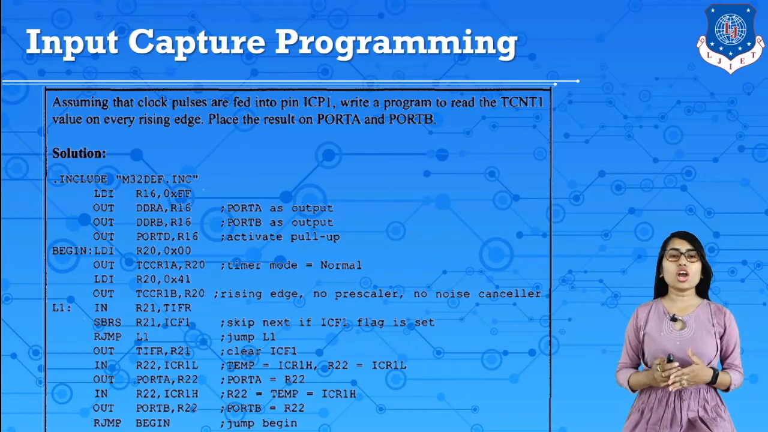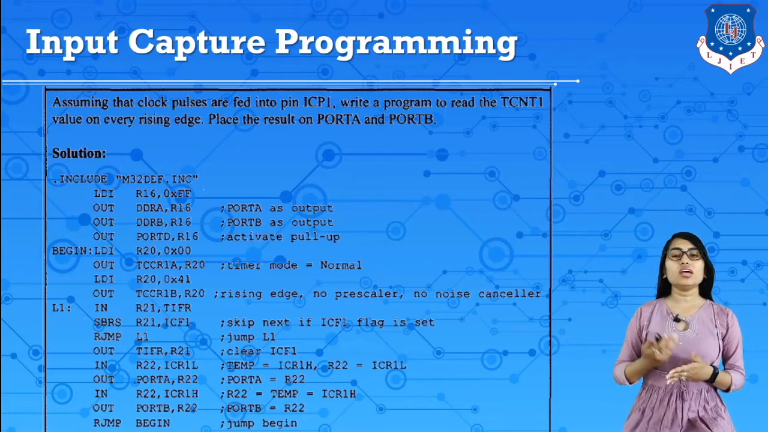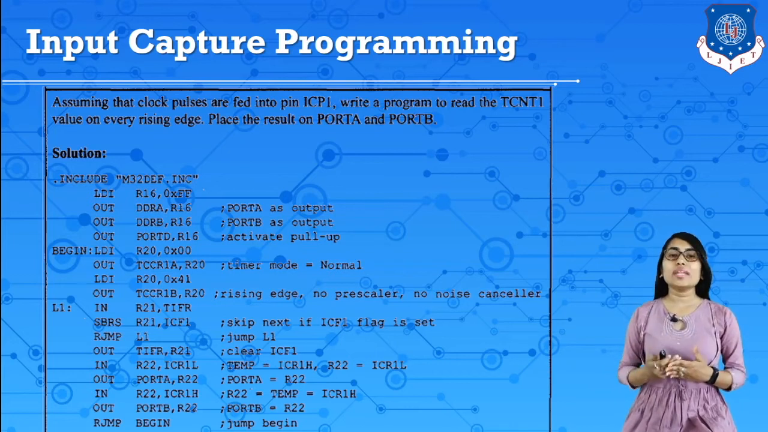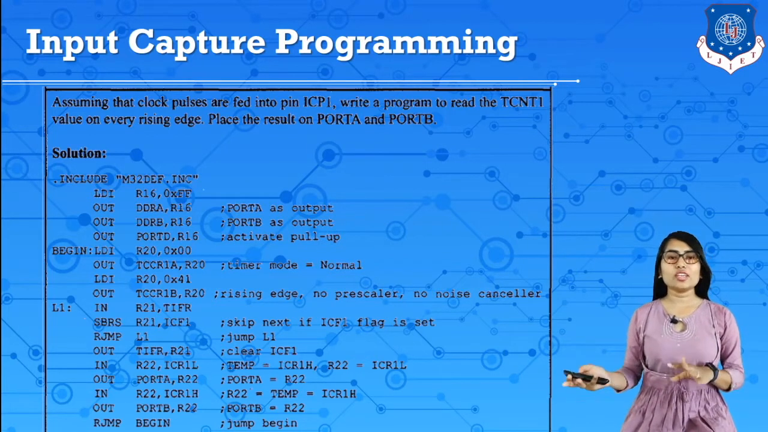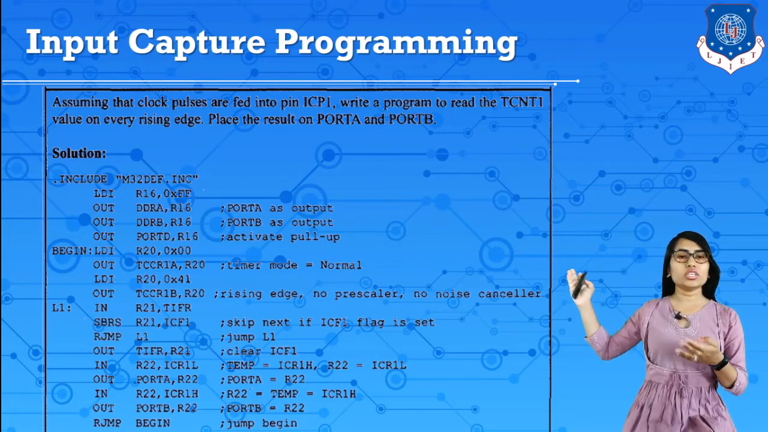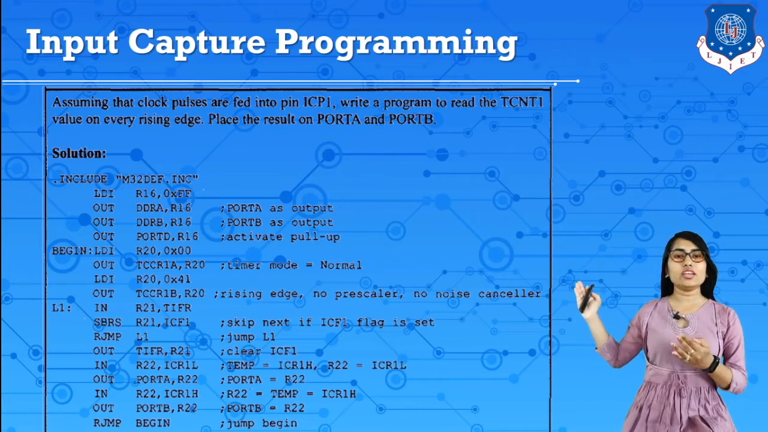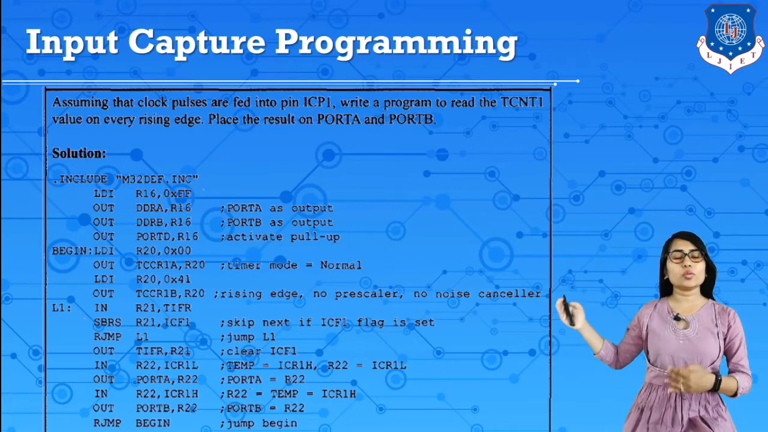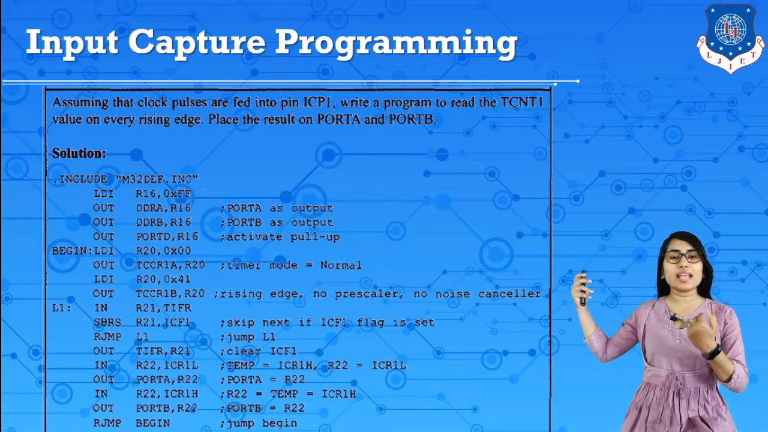Assuming that clock pulses are fed into pin ICP1, write a program to read the TCNT1 value on every rising edge and place the result on Port A and Port B. As this is 16-bit, we have to use two 8-bit ports to place the result. First include the ATmega32 library, then make Port A and B outputs, as we want to send the data over there.